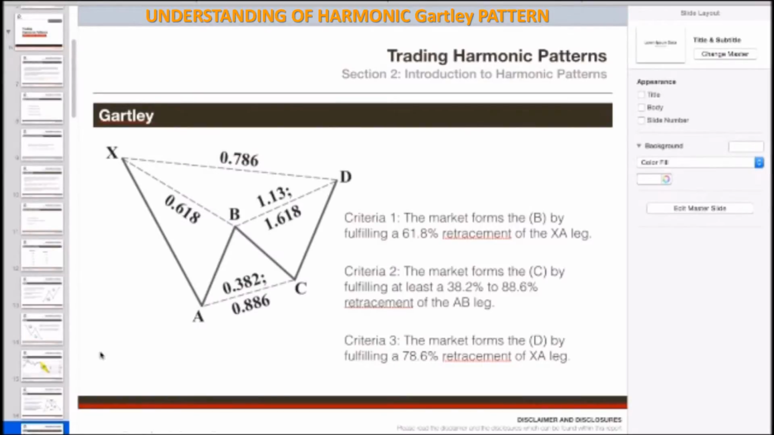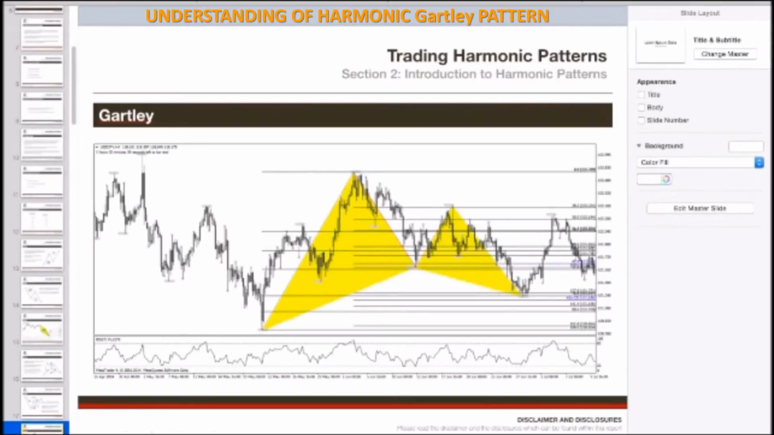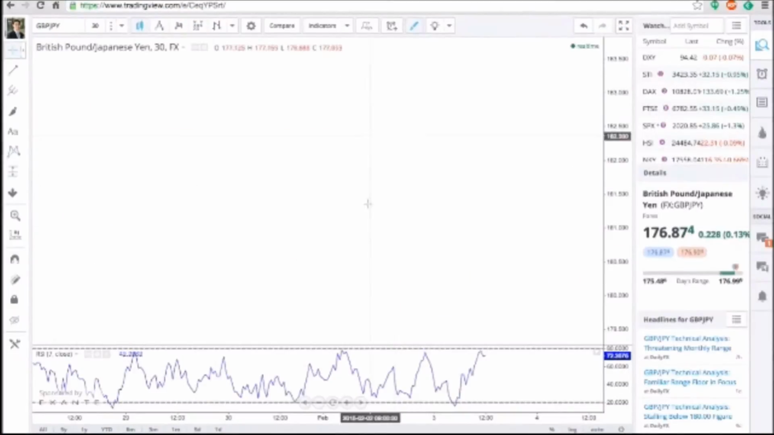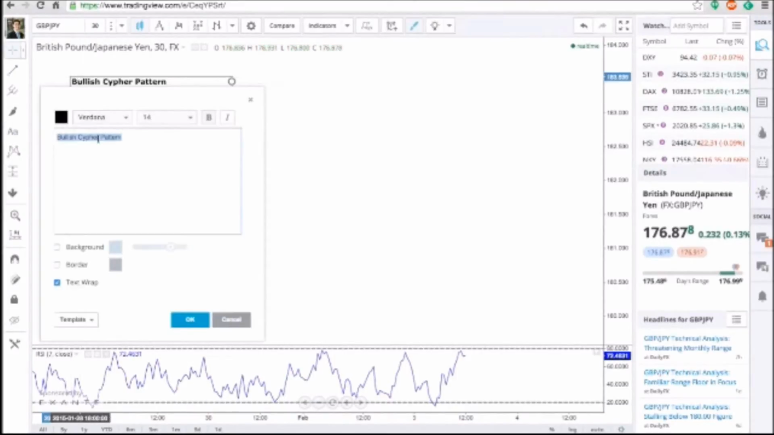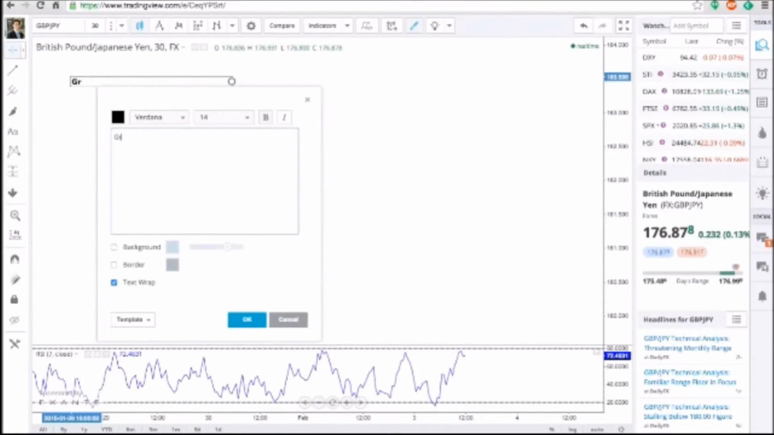So how a Gartley looks in the market will be something like this. You can see your X, A, B, C, D, and then price actually respects this area and bounces off. I'll be using a blank canvas to show you certain patterns. What we'll be going through first would be the Gartley pattern.